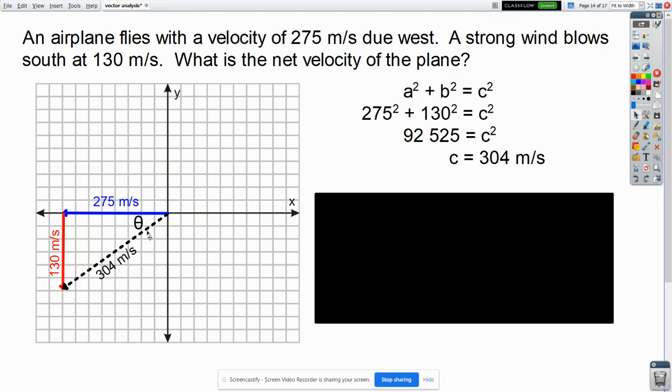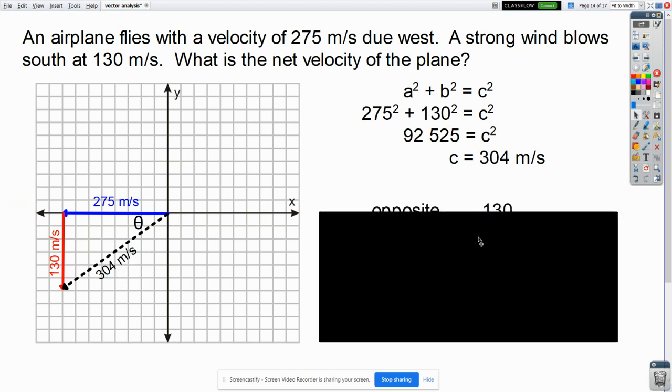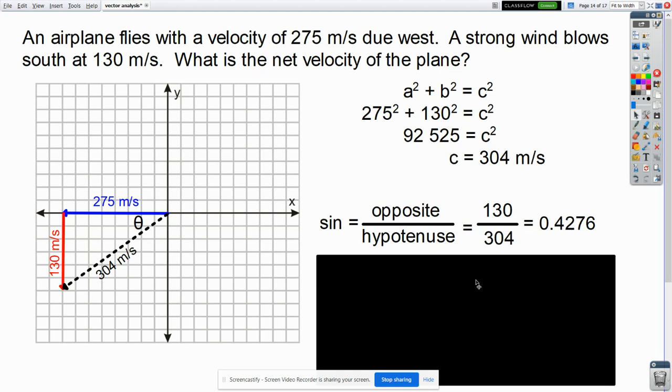Now to find this angle here, I always use sine because it's the first one, SOH CAH TOA. It's the opposite, the one that's not part of that angle, 130 meters per second, divided by the hypotenuse, 304, which is 0.4276, blah, blah, blah. The calculator fills up this display with numbers. These are oftentimes irrational numbers, and they go on forever. I'll just round these to 4 numbers after the decimal point just because. No real reason, just because.